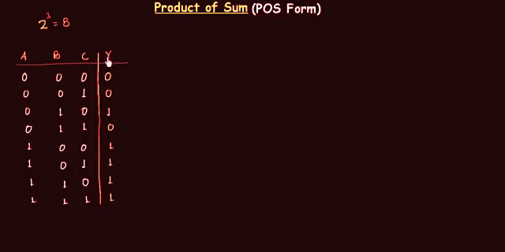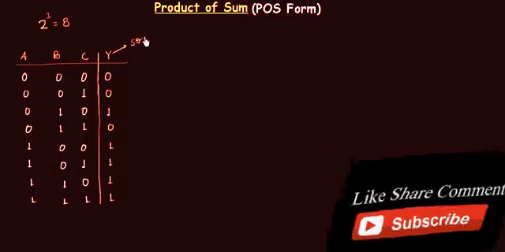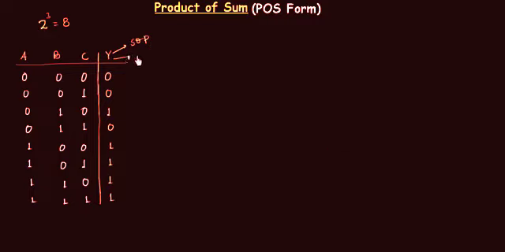Y is the Boolean function that we want to represent as POS form. We have already represented this Y as SOP form. Now we want to represent it in POS form. This we have done and this we want to do in this presentation. So let's start with it.